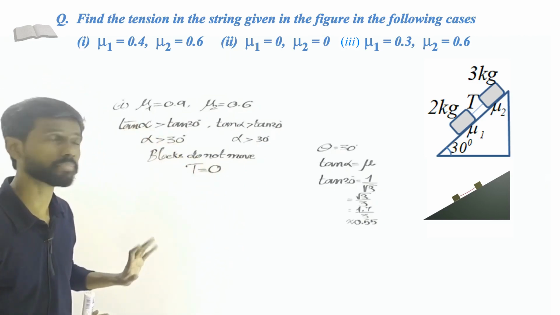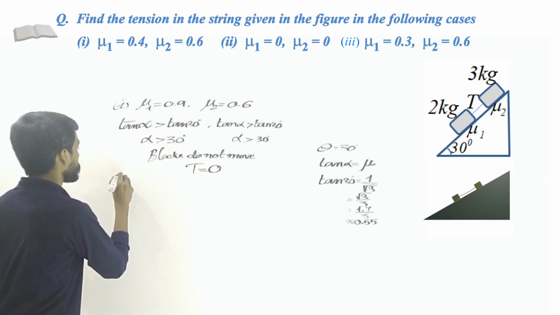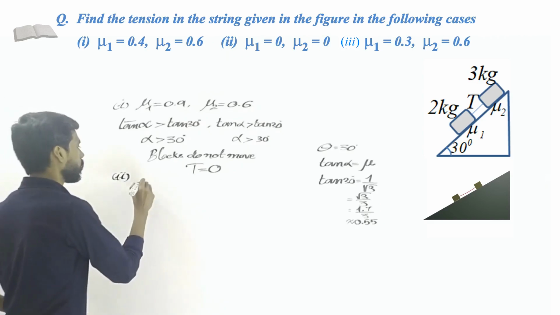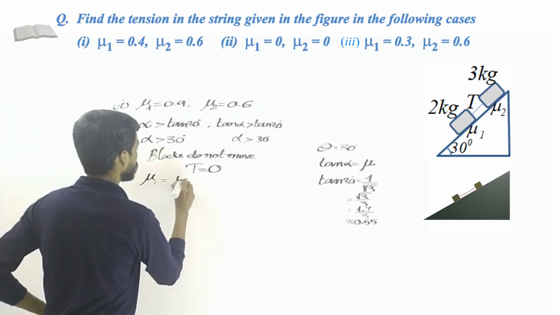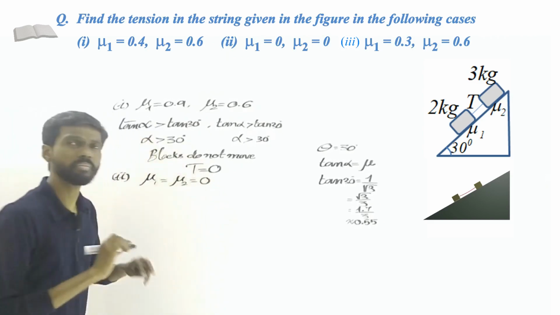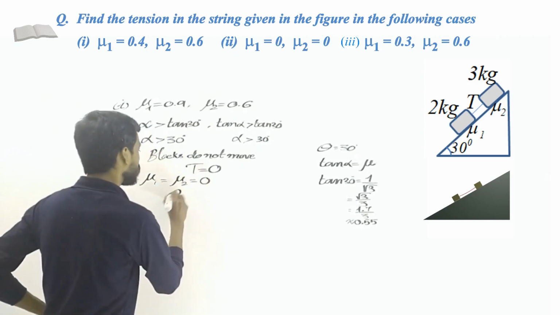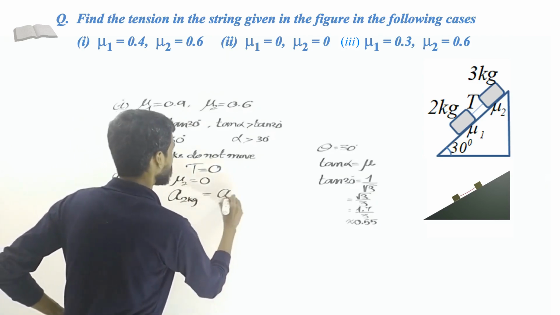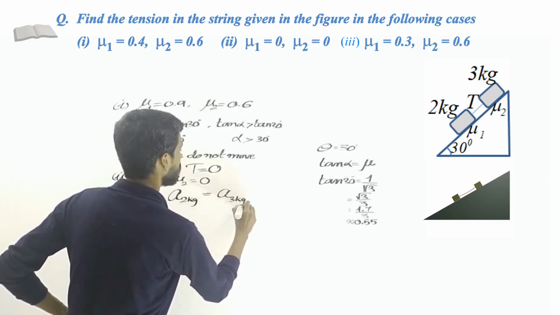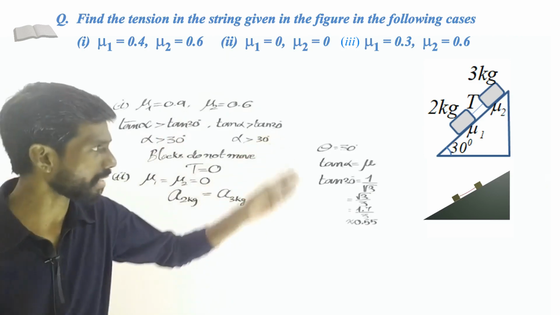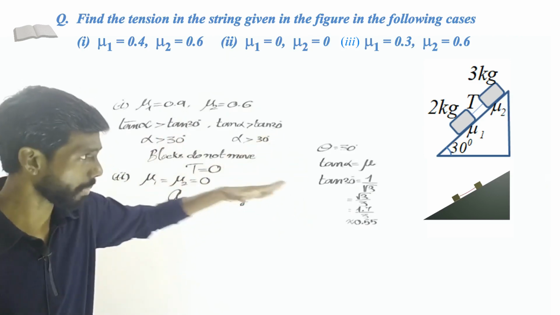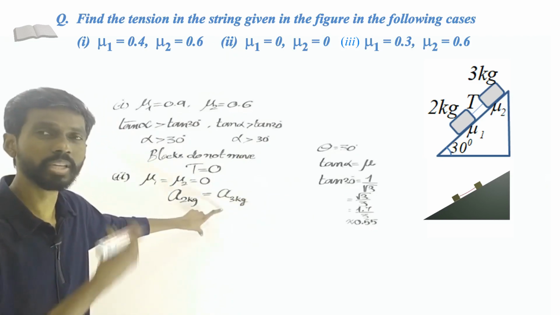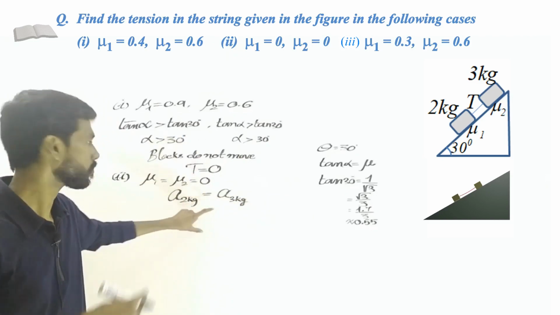So that is the first case. Second case: no friction, so mu1 equals mu2 equals 0. When there is no friction, what is the acceleration of the 2 kg block? It is the same as the acceleration of the 3 kg block, because both have the same component of acceleration along the plane, and nothing prevents them from sliding.